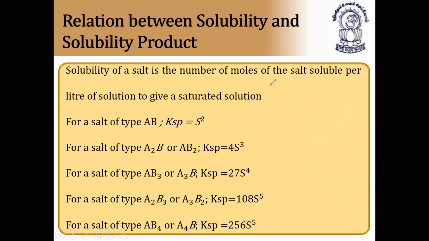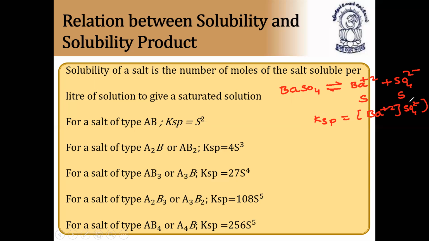Now, let us consider an AB type salt like barium sulfate. Barium sulfate dissociates to form Ba2+ plus SO4 2-. The solubility of barium ions is S, and that of sulfate is also taken as S. So Ksp is equal to the product of the concentration of ions. Ksp is equal to the concentration of Ba2+ into the concentration of SO4 2-, which is equal to S into S, because the concentration of Ba2+ at equilibrium becomes S, and this is also S. So S into S, S square.